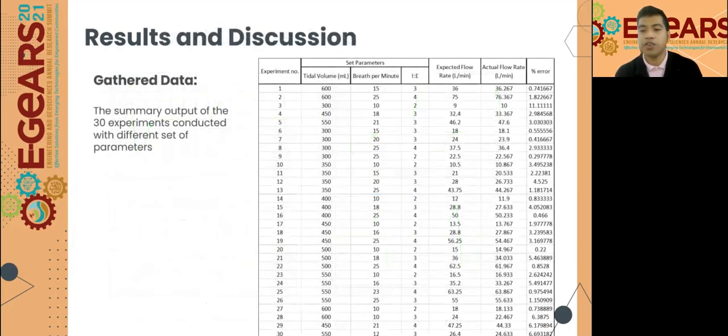Here is the table showing the results from the 30 experiments we conducted. Each experiment has a different set of parameters. We can also see the column for the expected flow rate that is manually calculated and also the actual flow rate that was read by the flow sensor. Experiment number 3, in which all parameters are set to their lowest value, had the maximum percentage error at 11.11%. The actual flow rate had a reading of no greater than plus or minus 3 ml from the expected flow rate.